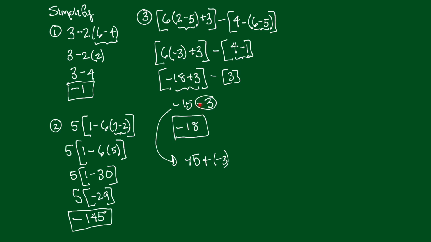But in subtraction, you change subtraction to addition of the opposite. The opposite of 3 is negative 3. And now I'm adding two numbers with the same sign. So I just add their absolute values, 15 and 3, and then put on the common sign.